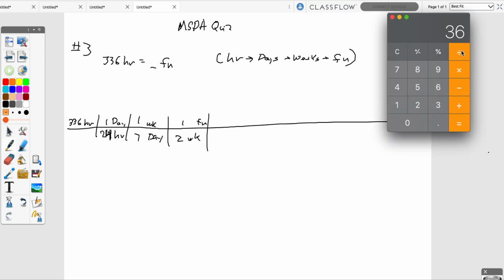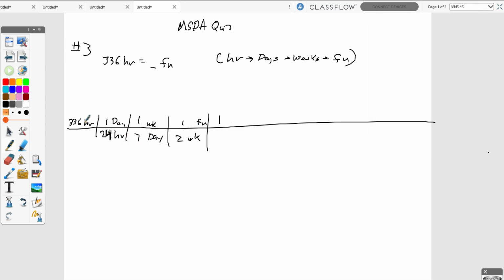336 divided by 24 divided by 7 divided by 2 equals 1. Well, that's convenient. So we have 1, and what was left was fortnights. And that is actually your correct answer.